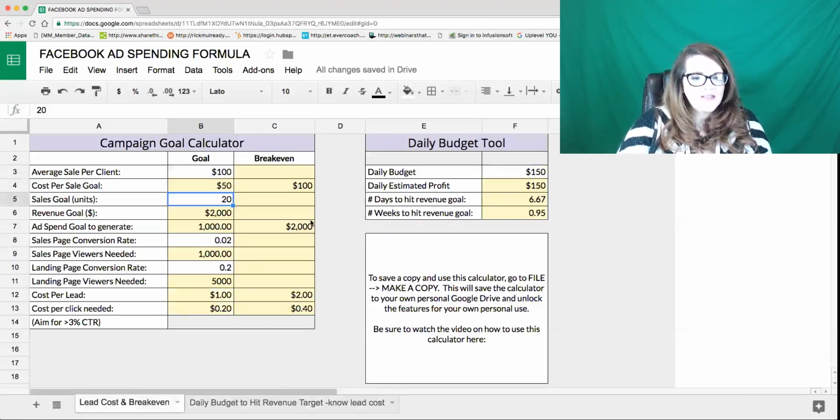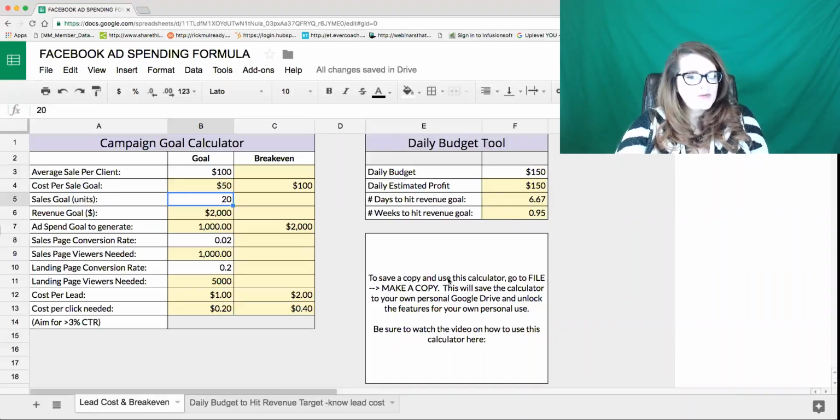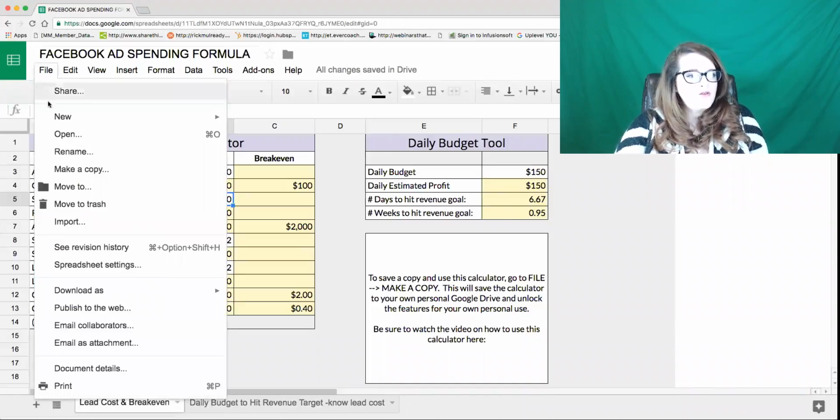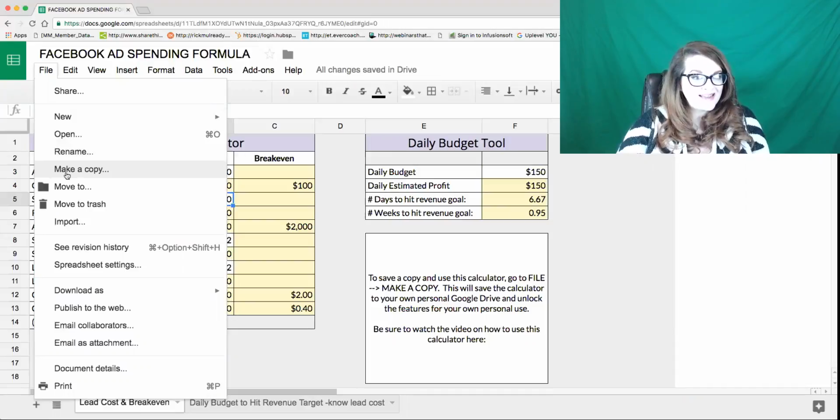When we're inside of this, the first thing that you need to do is go to File, and then go to Make a Copy. This is going to copy this to your own personal Google Drive. If you don't see this, it means that you need to log in to a Google account, okay? It means that you're not logged in, so you can't make a copy to your own drive. You can sign up for a free Google account. If you already have Gmail, you already have one, just log into your Gmail account, and then you should be able to make a copy.